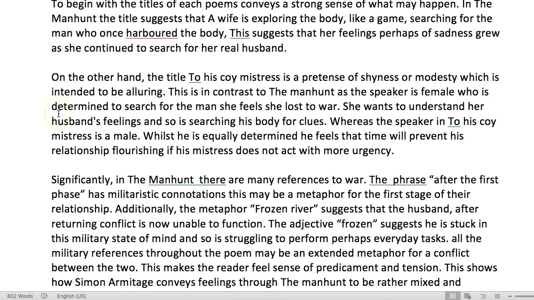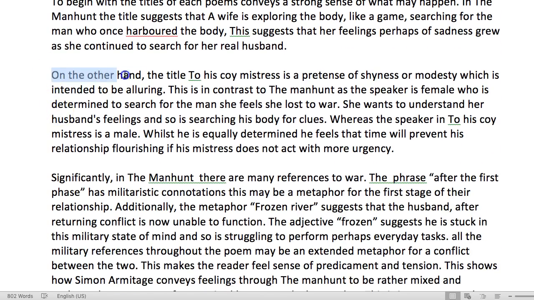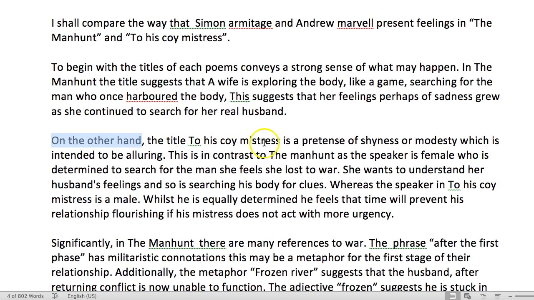This shows me that you're now exploratory because you're going to consider another point of view. If it's about the same poem... it's not about the same poem, it's about To His Coy Mistress, but that shows you're structuring your answer well, going from one poem in the first paragraph to the other one in the next paragraph. "The title To His Coy Mistress is a pretense of shyness or modesty, which is intended to be alluring." No, it isn't.